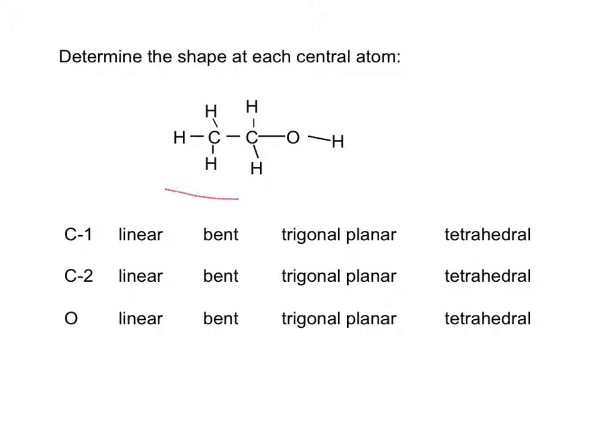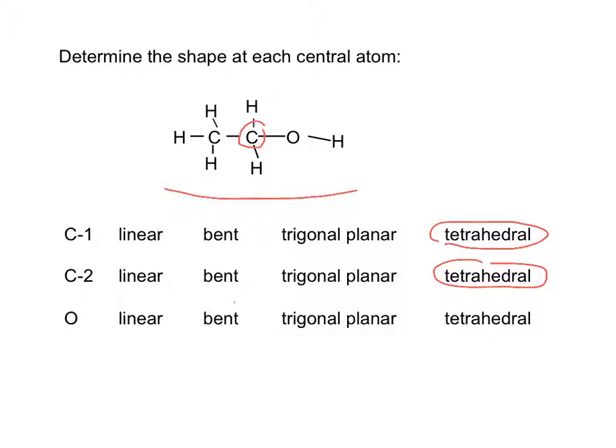Ethanol has 3 central atoms, so stop the video and determine the shape at each central atom using VSEPR theory. So here are the answers. Carbon 1, which is this carbon, has a tetrahedral geometry because there's 4 bonds and 0 lone pairs around that carbon. Carbon 2 also has a tetrahedral geometry, 4 bonds, 0 lone pairs.